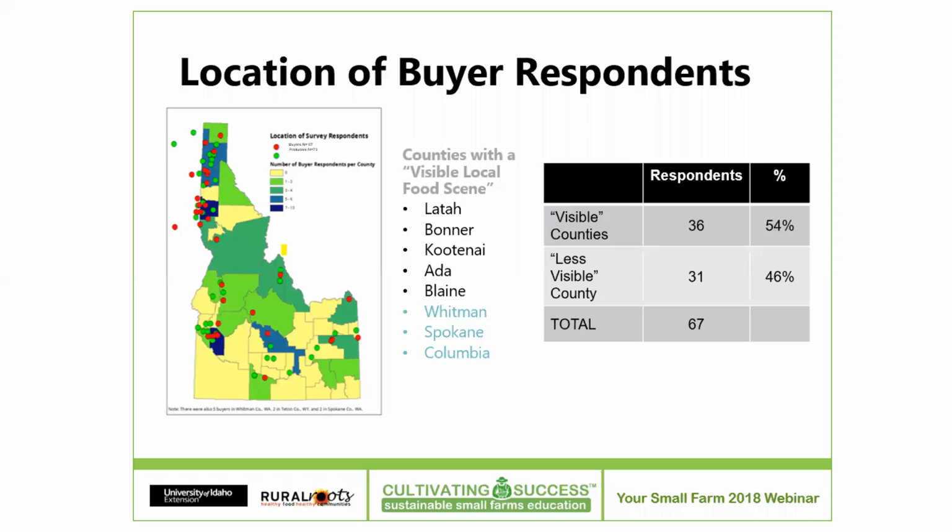Here's another example of a graphic. This one was showing 3 different pieces of information: survey responses, looking at what was considered counties with a visible local food scene in the study area, and then some demographics about the respondents. Again, there's a lot of information on this slide, but it is visually engaging and it doesn't take a lot of time to explain the content.